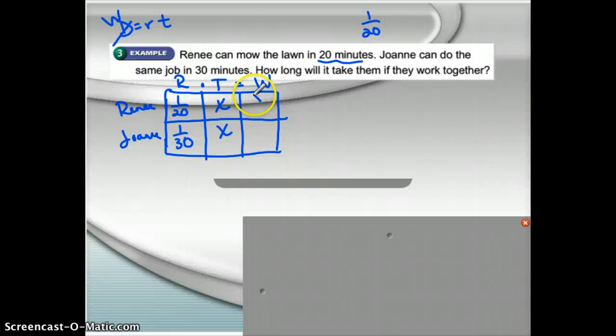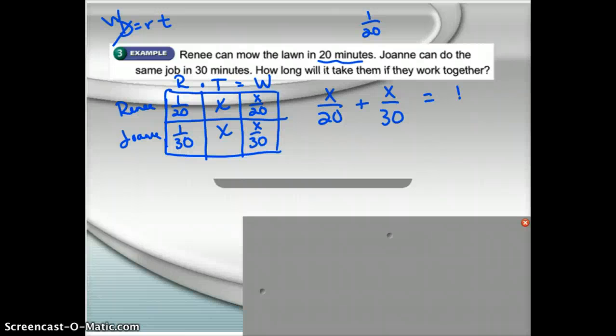So 1/20th times x is just x over 20. And 1/30th times x is just x over 30. So I'm going to have x over 20 plus x over 30. I want that to equal one whole job that's being done. I'm going to solve this the same way that I just did. I'm going to get a common denominator and multiply it all out. Something that I know that 20 and 30 both go into is 60.